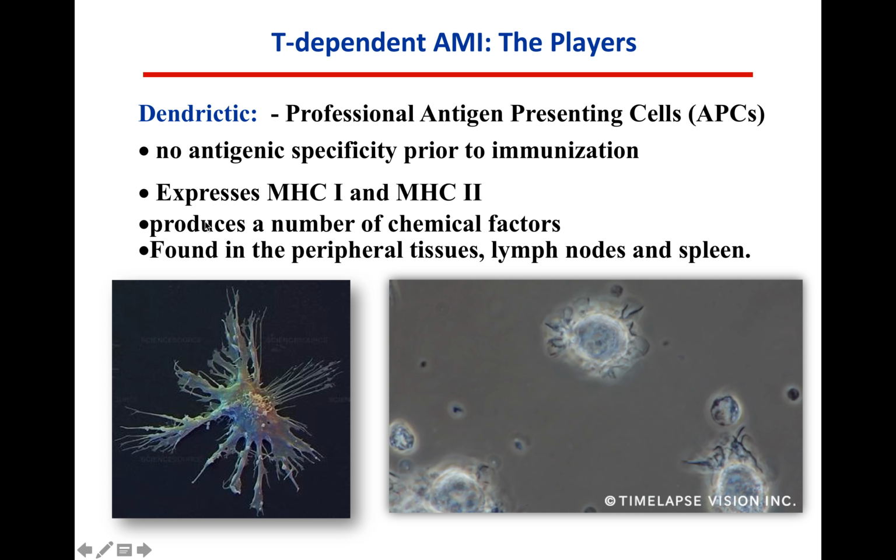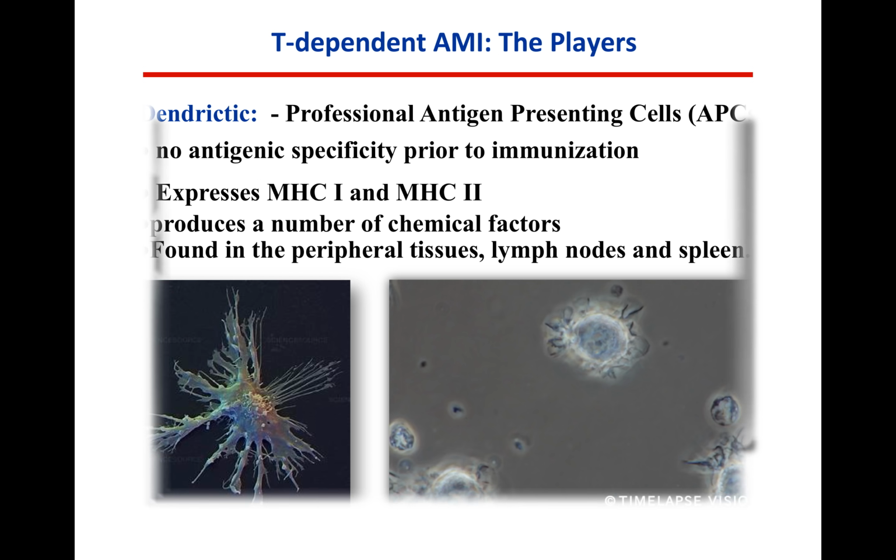Now, another set of cells that's really important are these dendritic cells. And these are professional antigen presenting cells. They have no antigen specificity prior to immunization, like macrophages. They also express MHC1, MHC2, and they also produce a number of chemical factors. And they are found in the peripheral tissues, lymph nodes, and spleen. These are secondary organs of the immune response. And later on, we'll talk about where they are.